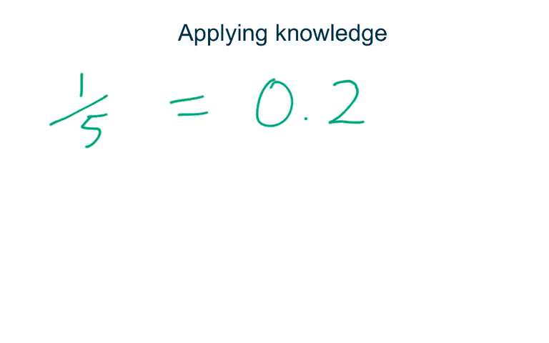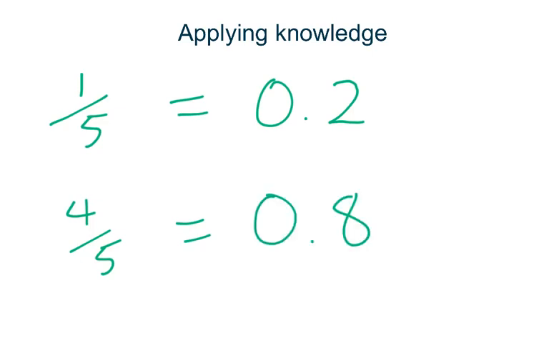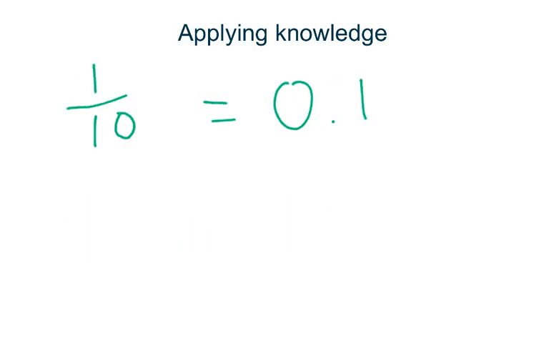1/5 we know is 0.2 or 2/10. So of course 4/5 should be 4 groups of 2/10, so 8/10 or 0.8. 1/10 is 0.1, which is obvious.